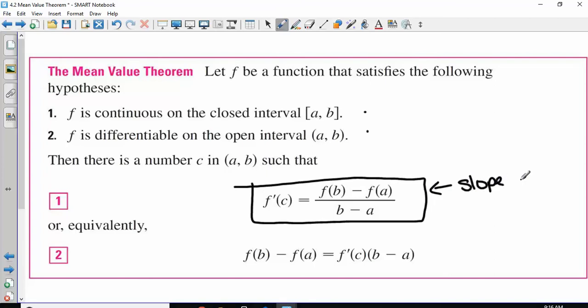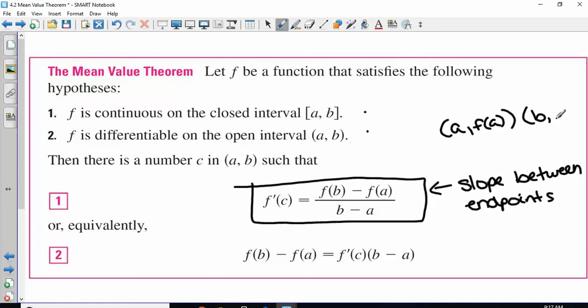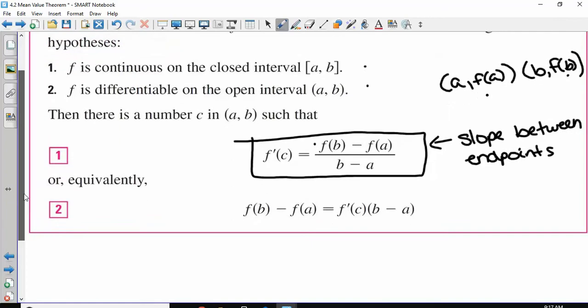That's just how you find the slope between the endpoints. Change in y over change in x, you know, your 2 points are a, f of a, and b, f of b. If I told you to find the slope between those, you subtract your y's over, you subtract your x's. So mean value theorem tells us somewhere the derivative equals the slope between the endpoints.